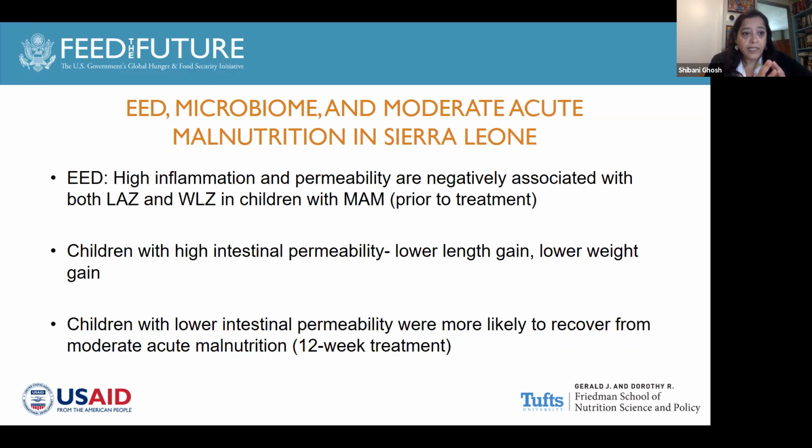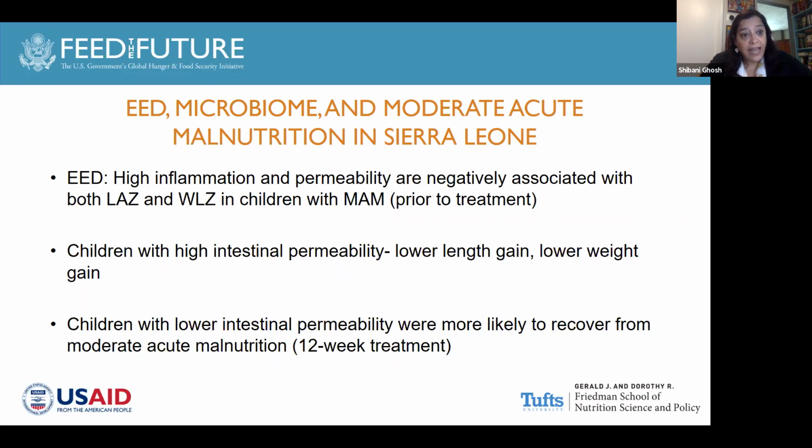Akriti assessed EED using many different markers. She used the LM ratio, as well as fecal mRNA markers, and she used 3 different fecal protein markers. Depending upon what marker she used, she found that high inflammation and permeability were negatively associated with length-for-age Z-score and weight-for-length Z-score in children with MAM. And this was before they were exposed to the treatment foods, which was part of the 4-food study.